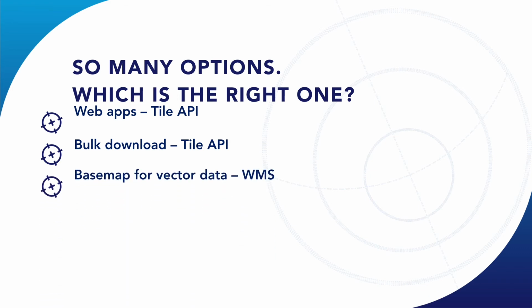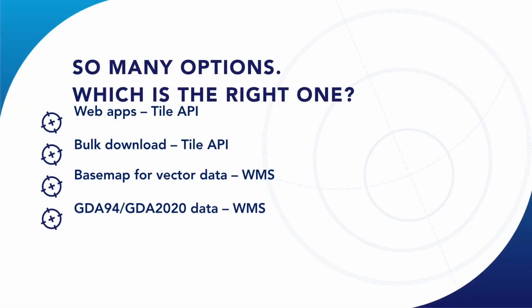Basemap for vector data. If you have an enterprise geodatabase with your own vectors, roads, parcels, road signs, etc., WMS is more appropriate because most likely that data is either GDA94 or GDA2020. Again, to support GDA94 to GDA2020, you will need to use the new version of WMS. And for 3D, it's the export. Export is available now.